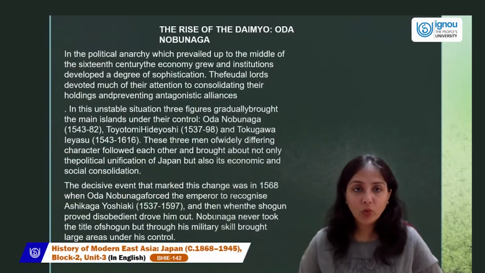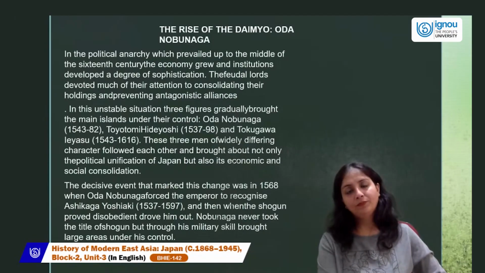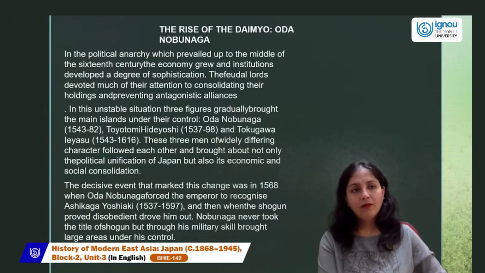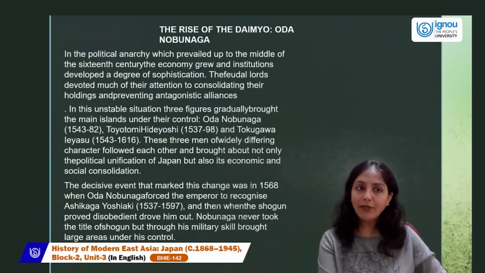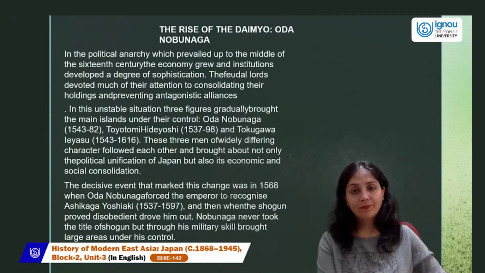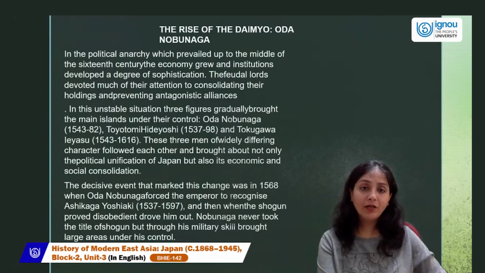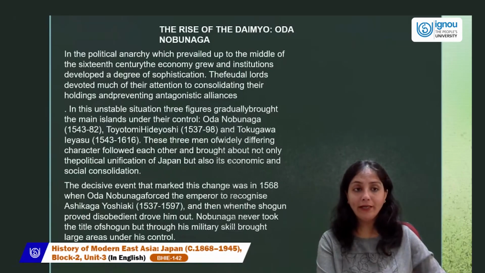The rise of daimyo: Oda Nobunaga. In the political anarchy which prevailed up to the middle of the 16th century, the economy grew and institutions developed a degree of sophistication. The feudal lords devoted much of their attention to consolidating their holdings and preventing antagonistic alliances.